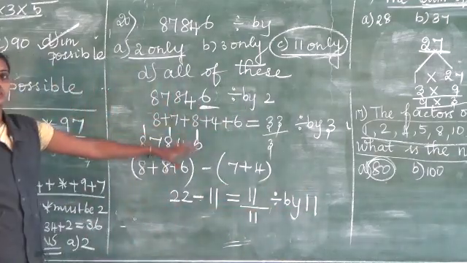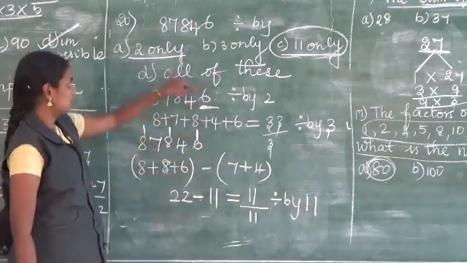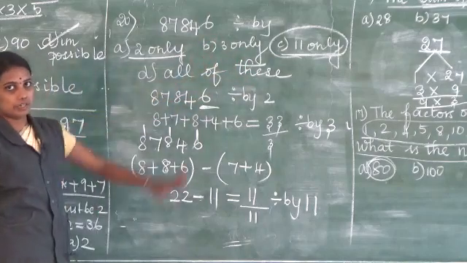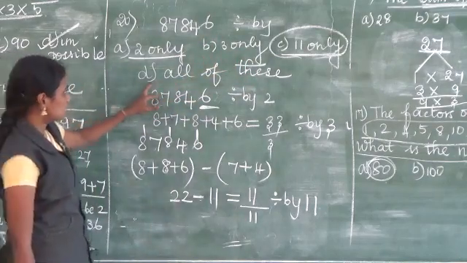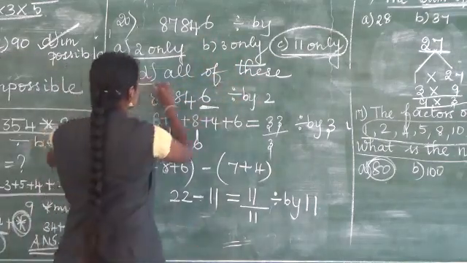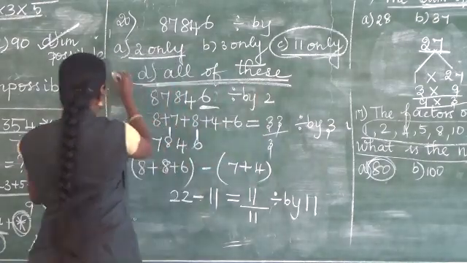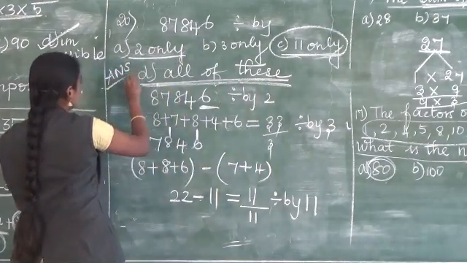So the 3 options are also verified. The given number is divisible by all three. So option D, all of this. The answer is all of this.